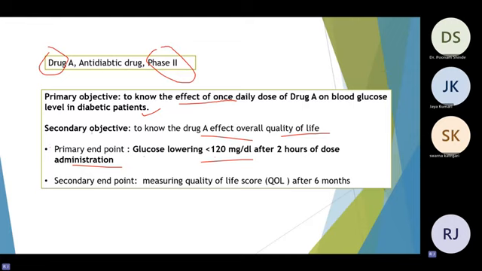Similarly, for the parameter that we determine in order to say whether our secondary objective is met or not, what do we do? We measure a few things, and whatever things we measure to say whether our secondary objective is met or not are called secondary endpoint. For this particular example, what was our secondary objective? Our secondary objective was to know drug A's effect on overall quality of life. So we'll see the quality of life score after 6 months in order to say whether our secondary objective is met or not.